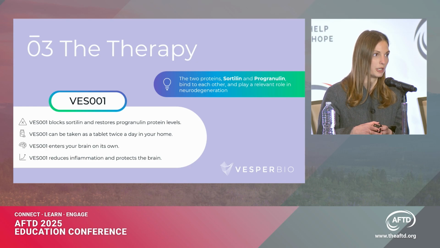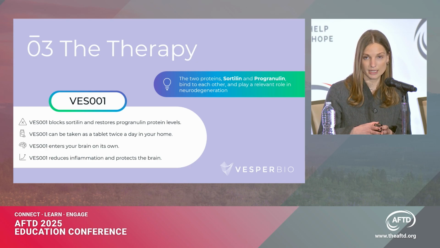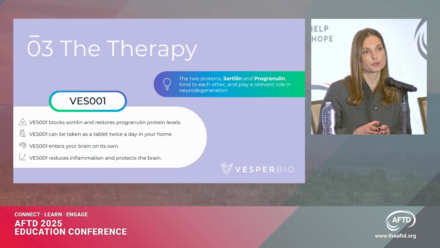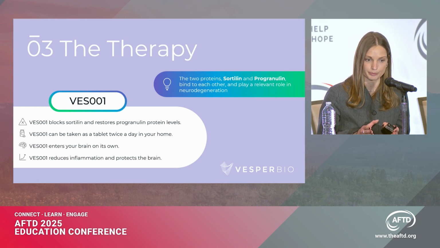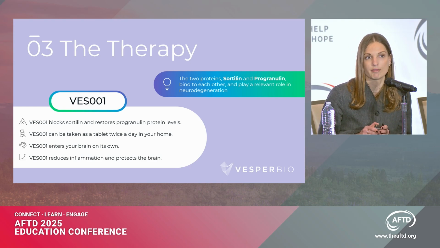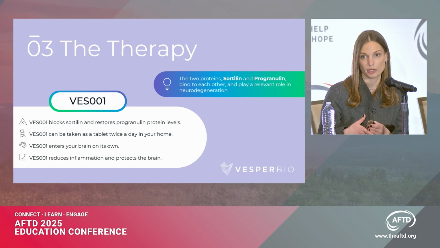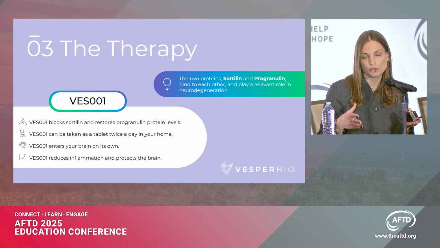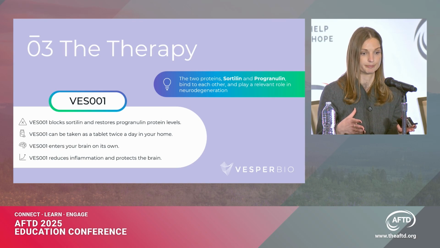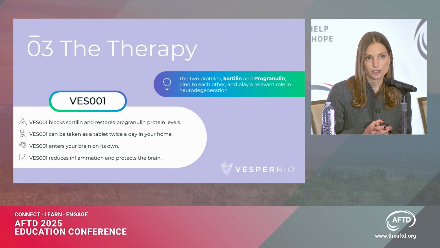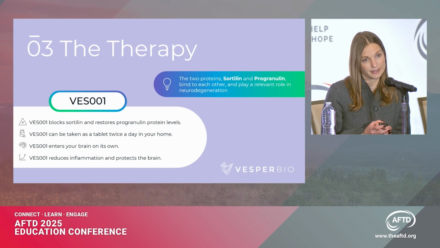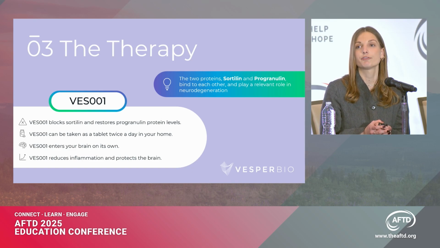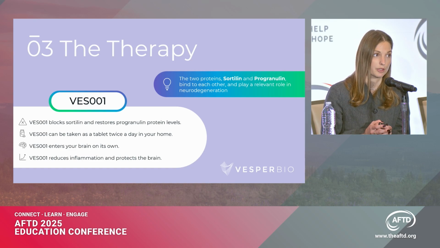So our drug, which is called VES001, is a small molecule and is able to enter the brain on its own. Inside the brain, VES001 can block sortilin, so the amount of progranulin increases, which helps reduce inflammation and protects the brain. Our connection to sortilin research goes back a long way, as one of Vesper's co-founders discovered sortilin back in the mid-90s, so we have built more than 30 years of experience working with this protein.